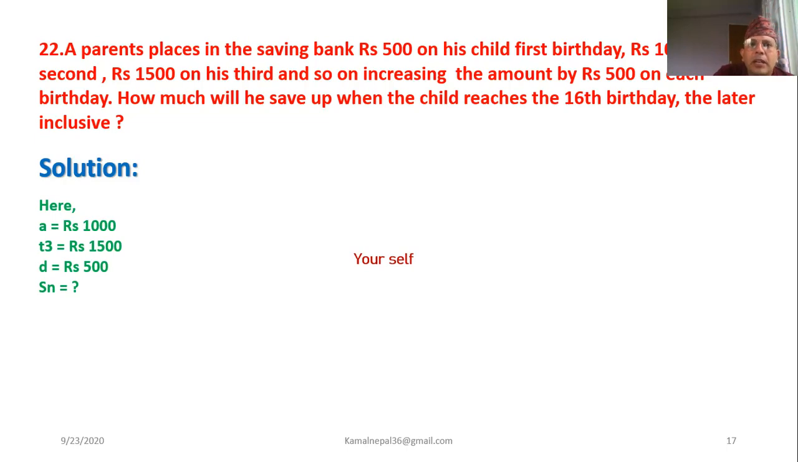And how much will he save up when the child reaches the 16th birthday? That means we need to find out Sn, that means S16. For S16, you have A also, D also, N also, you can do it yourself.